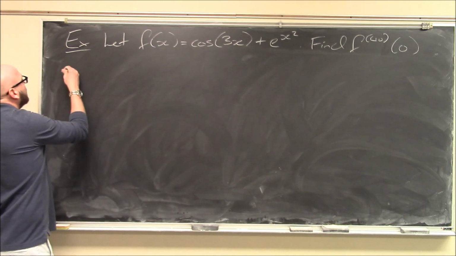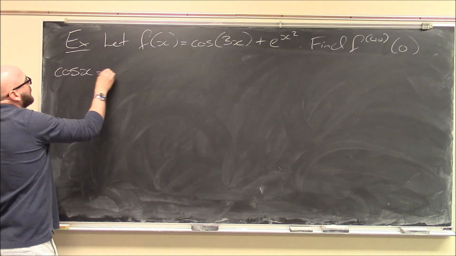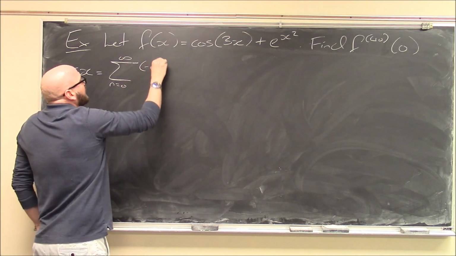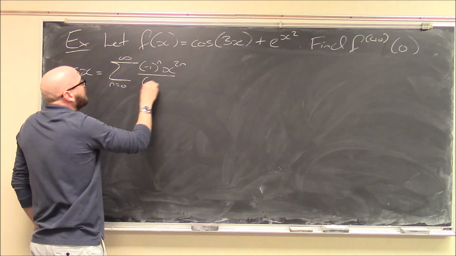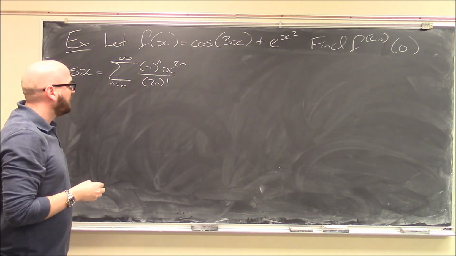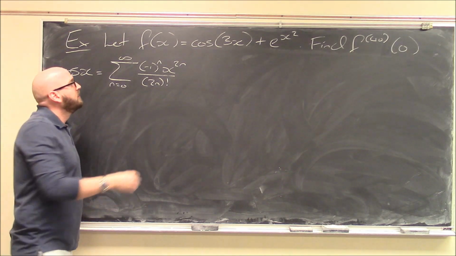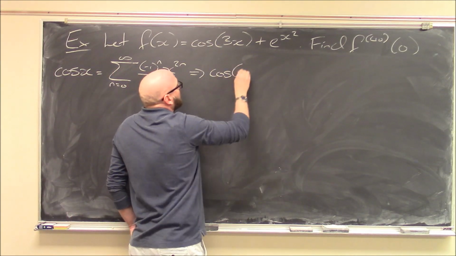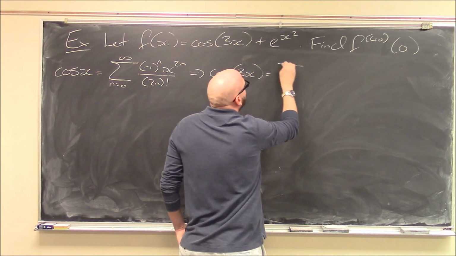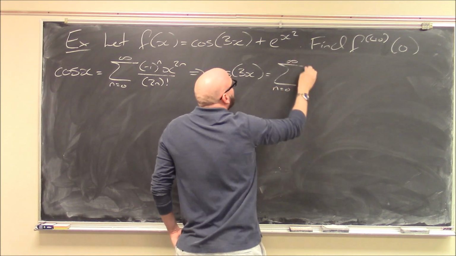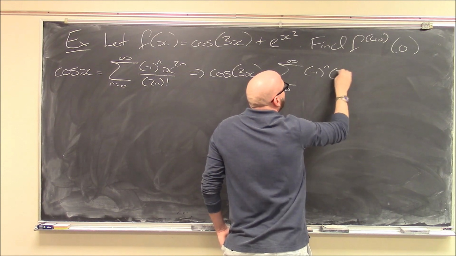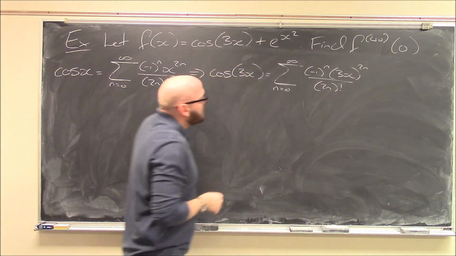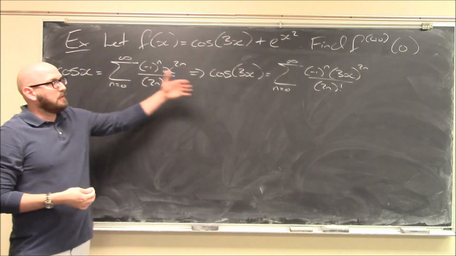So I know cosine of x, because this is one of these ones you just memorize by heart. This is the sum of minus 1 to the n, x to the 2n, over 2n factorial. All right, it's the even powers of x, sine is the odd powers. And that means if I want cosine of 3x, I just have to plug in 3 everywhere I see x. All right, so this is the sum from n equals 0 to infinity, minus 1 to the n, 3x to the 2n over 2n factorial. I'm not writing down the intervals of convergence here or anything because it converges for all values of x.